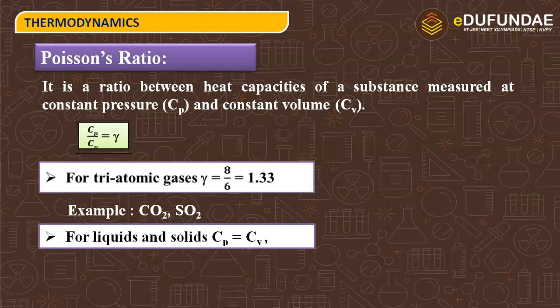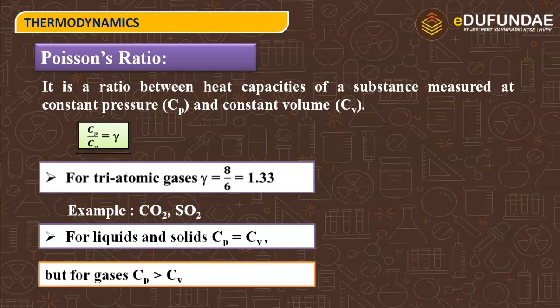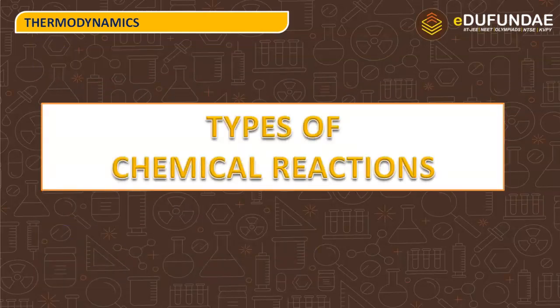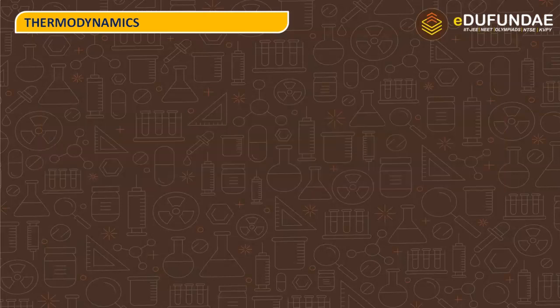And for liquids and solids, Cp is equal to Cv. But for gases, what will it be? Cp is greater than Cv. So next is types of chemical reactions. Now let us see the types of chemical reactions.